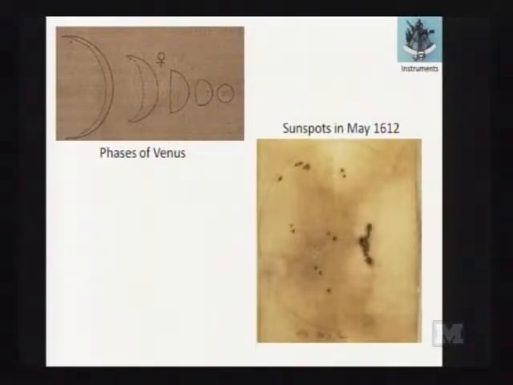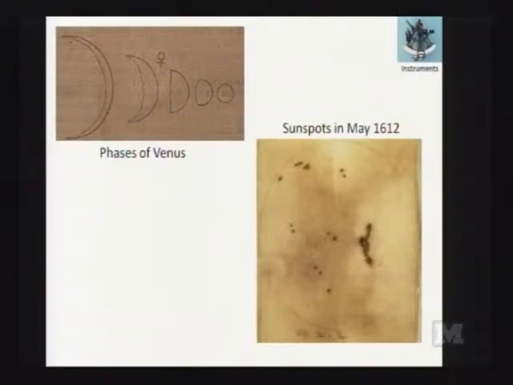And finally, the last big thing that he did in astronomy was to show that not only is the moon imperfect and have a landscape and so on, the sun, the very sun, is also imperfect and shows spots like this. All right? So these are sunspots that he drew in May of 1612.